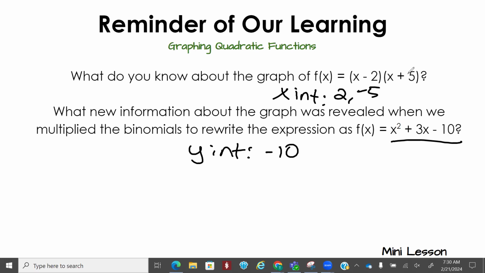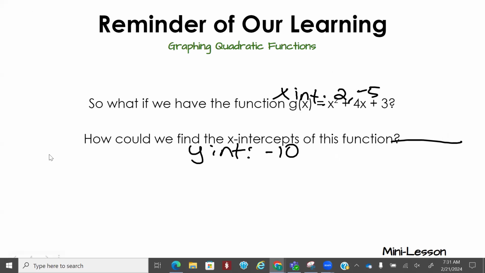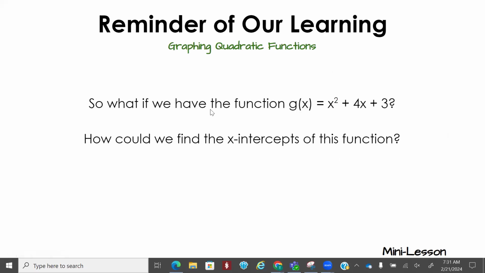So everybody see it? With the factored form, it helps us find the x-intercepts. With the standard form, it helps us find the y-intercept. And that's just from a graphing perspective. Okay, so what if we have this function? How could we find the x-intercepts of this function?